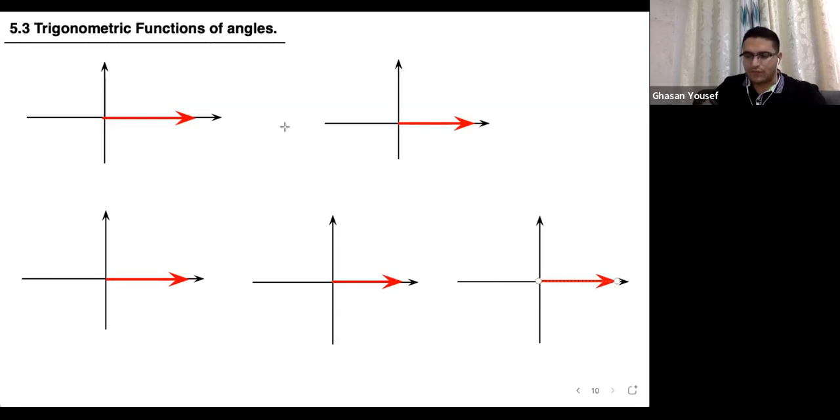Now, the first one is the 0 degree. The 0 degree looks like this. My initial side is in the positive x-axis, and my terminal side is also in the positive x-axis. So this is 0 degree. And also the 0 degree is the same as 0 radian.